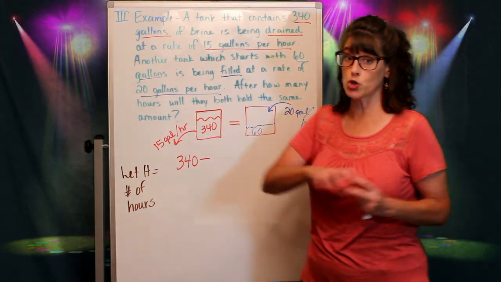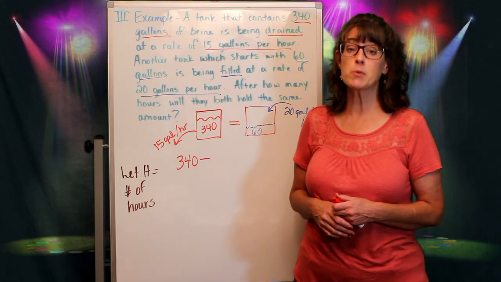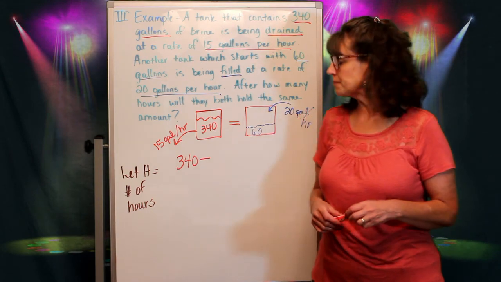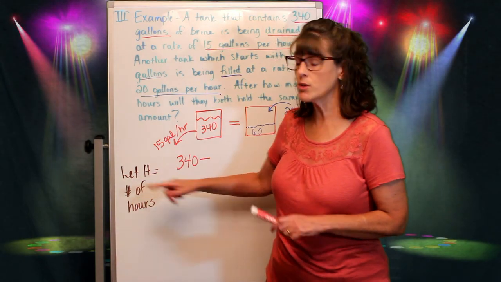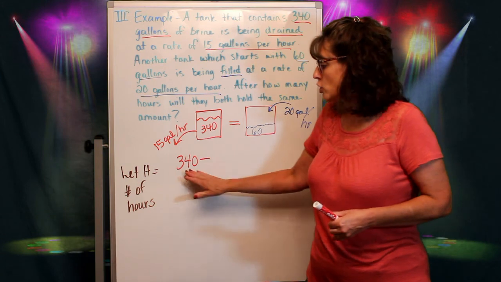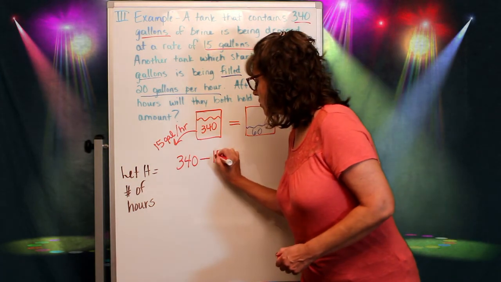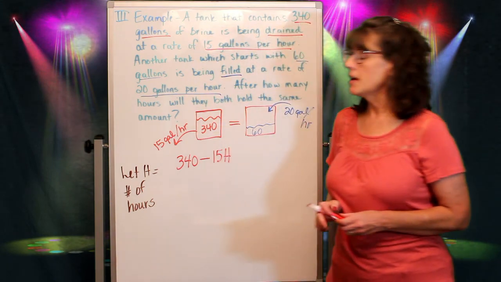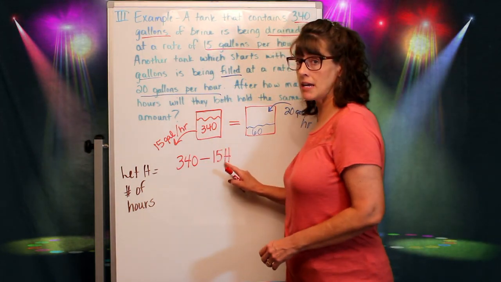The previous example was traveling. This is filling tanks. So it's different concepts, but still using hours, and that's okay. But we said we're going to take 15 and we're going to multiply it by the number of hours, h, and that's going to tell us how much is being taken out, starting with 350, taking out this much brine. So that tells me how much is left in this tank after that many hours.